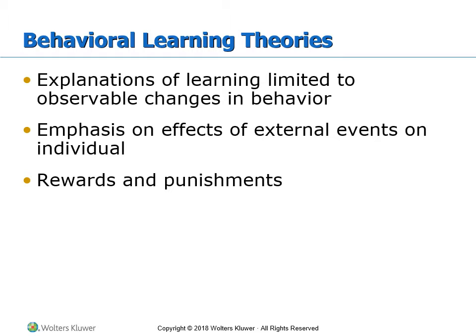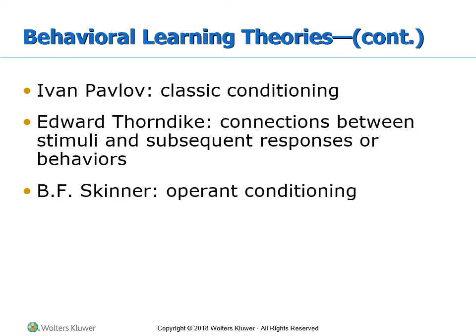So the first thing the text reviews is behavioral learning theories, and this is an expansion on Chapter 7 that's more focused on the learning itself. Here, explanations of learning are limited to observable changes in behavior. So this does not reflect knowledge, attitudes, and values. This isn't how you feel or what you know. This is what you're doing. There's an emphasis on the effects of external events on an individual's behavior, and it talks about the different types of rewards and punishments and how this shapes behavior. So it's a real quick review of Chapter 7.